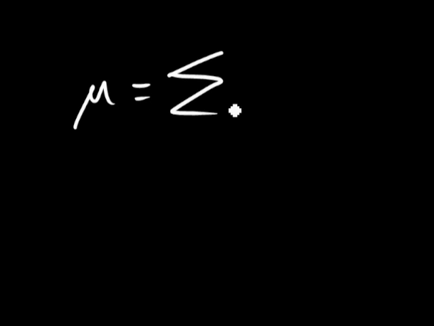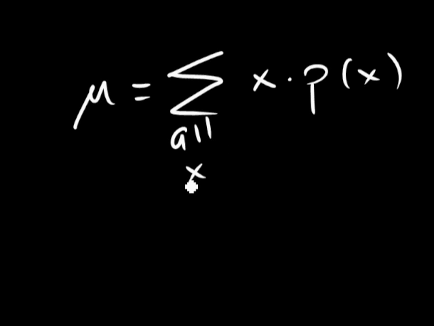Now, in order to compute the expected value, mu equals the sum of x, all the outcomes, times their probabilities: x times p of x for all x. This is how we compute our expected value, or the mean, for a probability distribution.